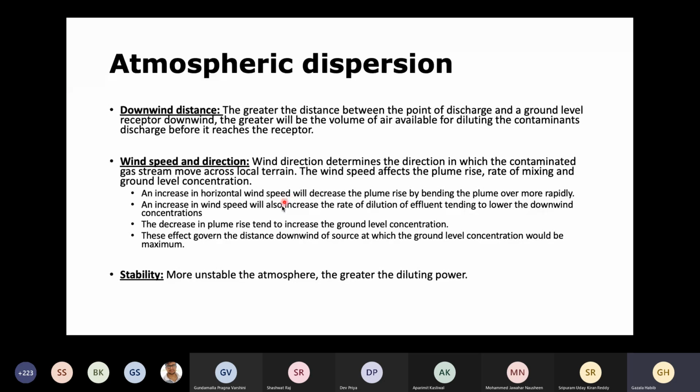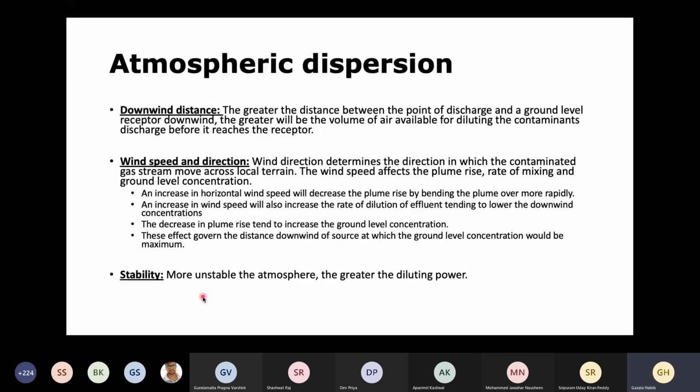So all these things should be taken into account, and some of these have been taken into account in dispersion modeling, and some we take into account during the planning of the source, any new development.